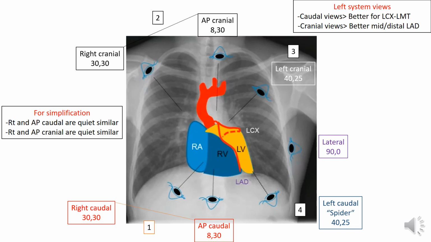So we have in this picture some views. We are looking from the direction of the head of the patient, called cranial views, and we have views on the opposite side, called caudal views. The caudal views are good for assessment of the circumflex artery and left main, while the cranial views are excellent for assessment of the middle and the distal segment of the LAD.